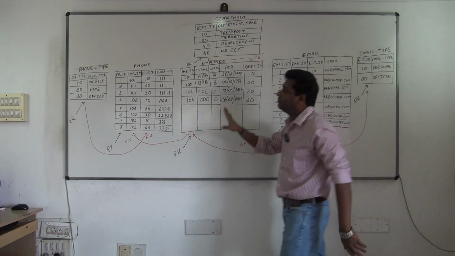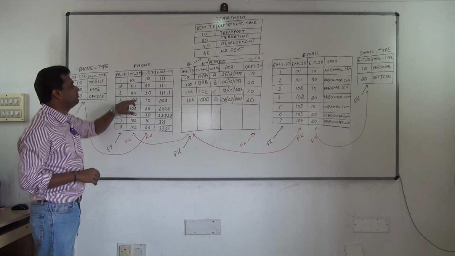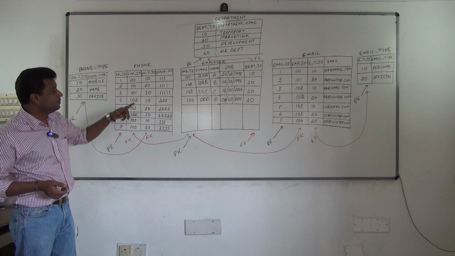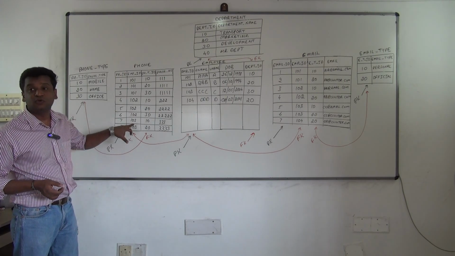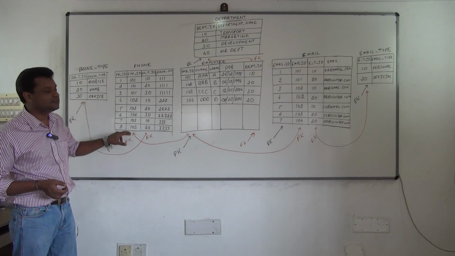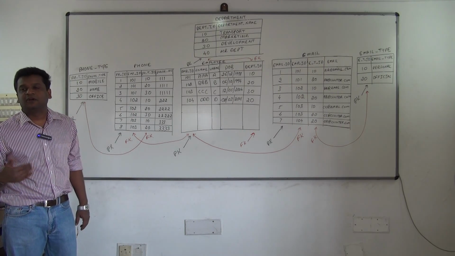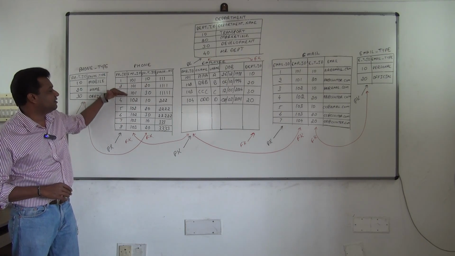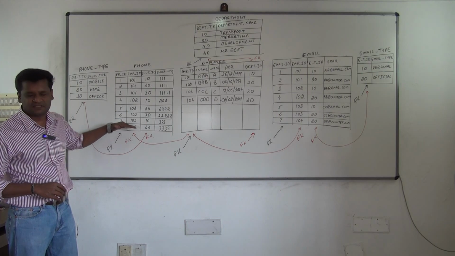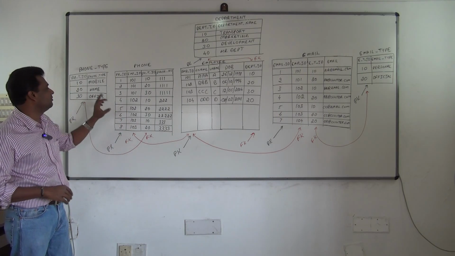Clear? Then coming to the phone table. In phone, what is happening? One employee has how many phones? A has 3 phones. B also has 3 phones. C has 2 phones. D has no phone. Understood? So you should know accurately what is there and what is not there, only then can you write the query. So A has 3, B has 3, C has 2, and D has no phones. And then there is the phone type.